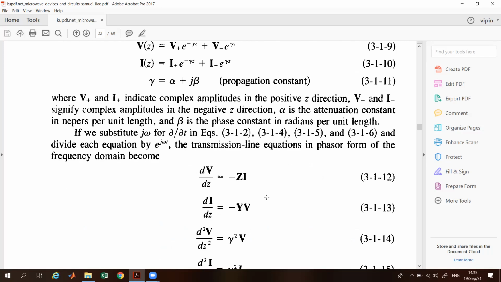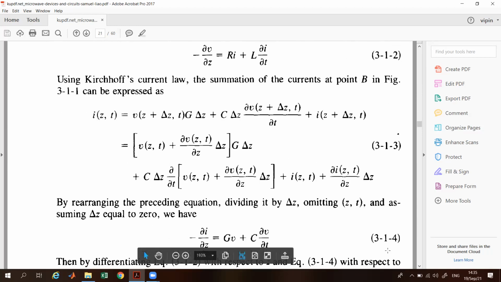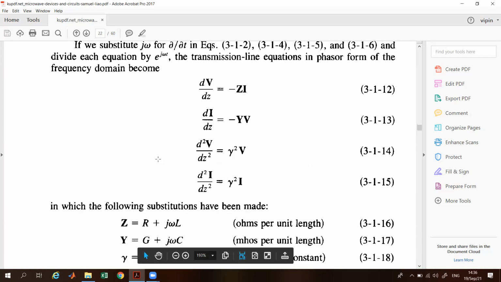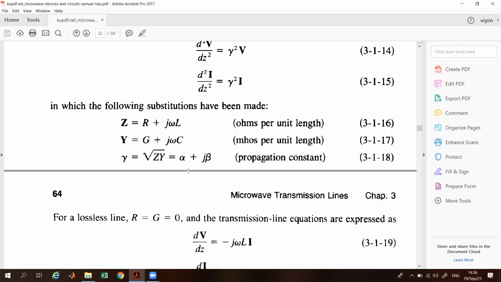Now, if we substitute jω for d/dt in all these equations, and we divide the equation by e^(jωt), then we will get these equations. So please try them yourself. If you are still not able to understand, ask me. I'll answer this in the discussion lecture.